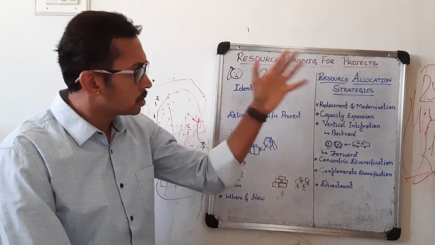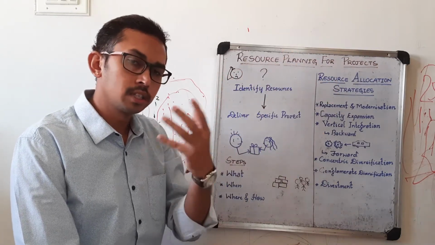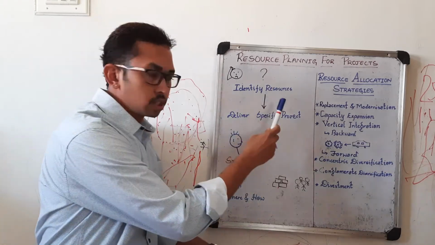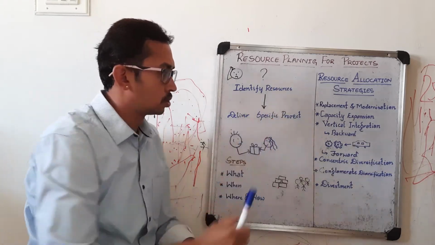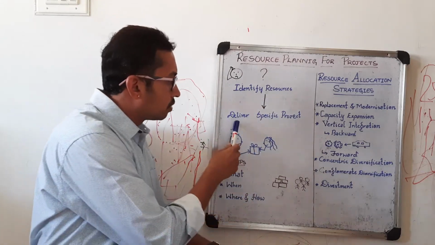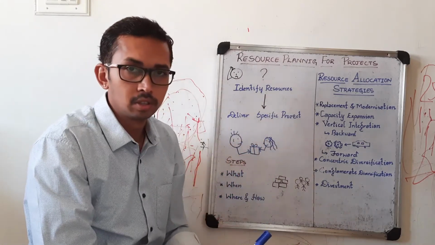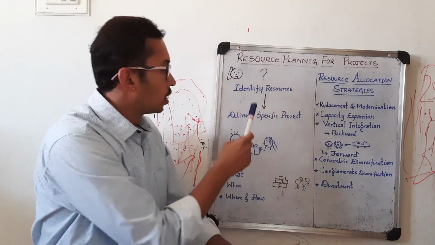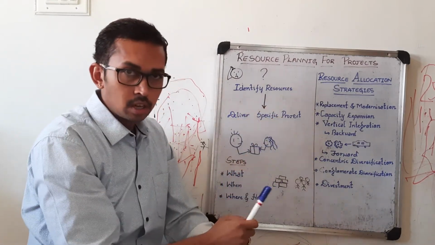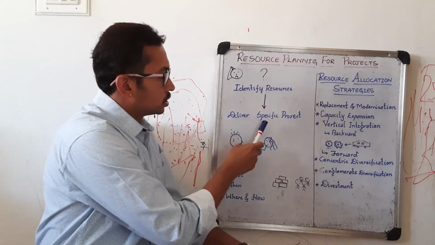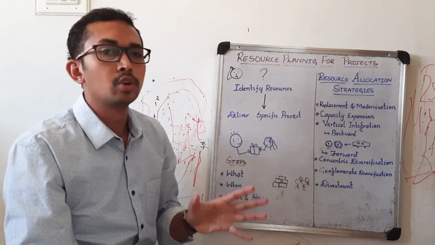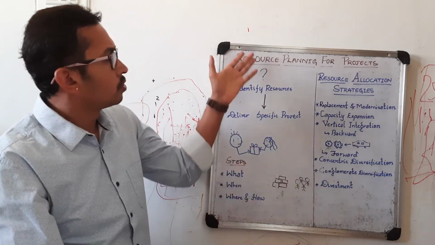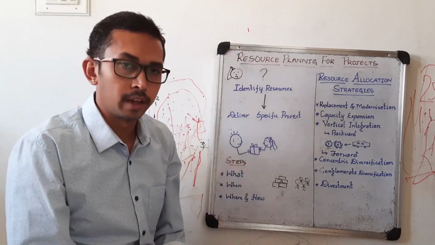What is the meaning of resource planning, or what is the definition of resource planning? Resource planning is the process of identifying resources and delivering specific projects. I will repeat once again. Resource planning is a process of identifying resources and delivering specific projects. So that we are going to call as resource planning. What are the various steps in resource planning?